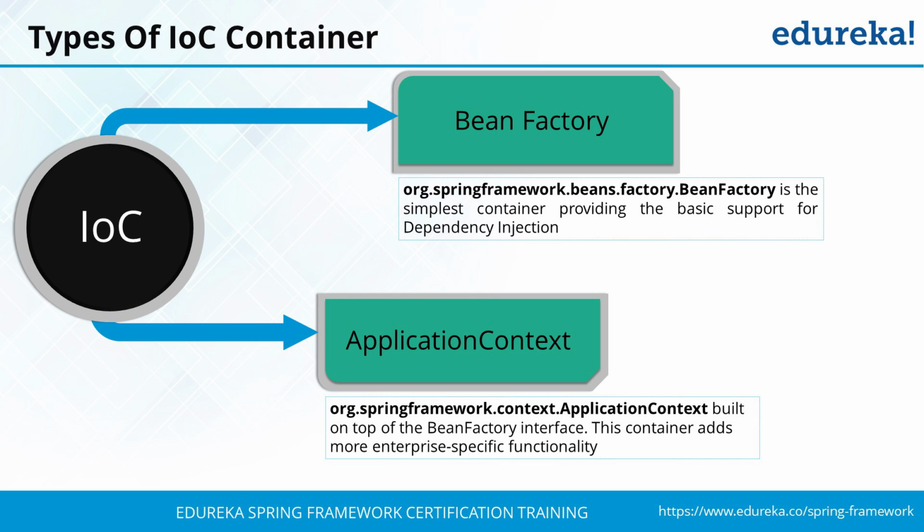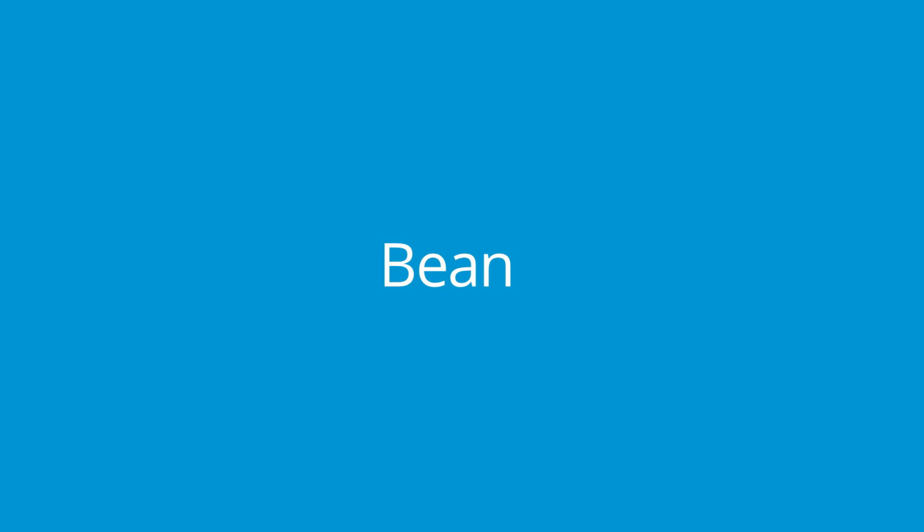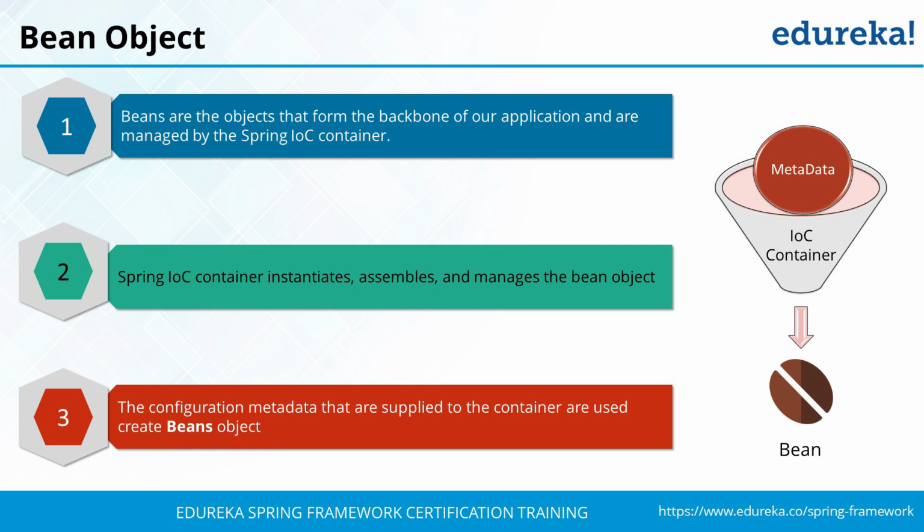Other than that, Bean Factory is the simplest container, so that we can provide basic support, for example, dependency injection, whereas application context is built on top of Bean Factory, and the container will add more enterprise-specific functionalities, right? So this is something which is more relevant to use rather than the Bean Factory. All right. So what is a bean now?